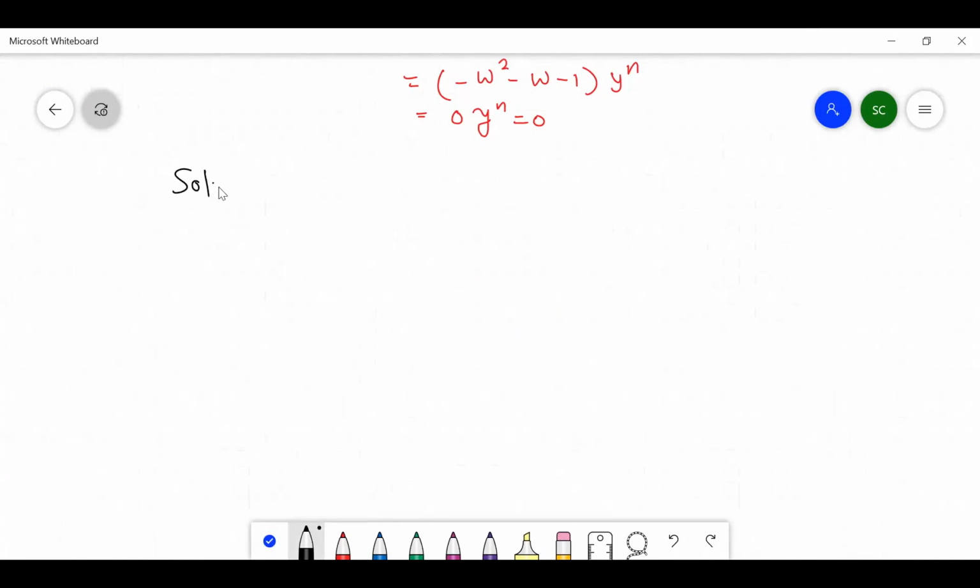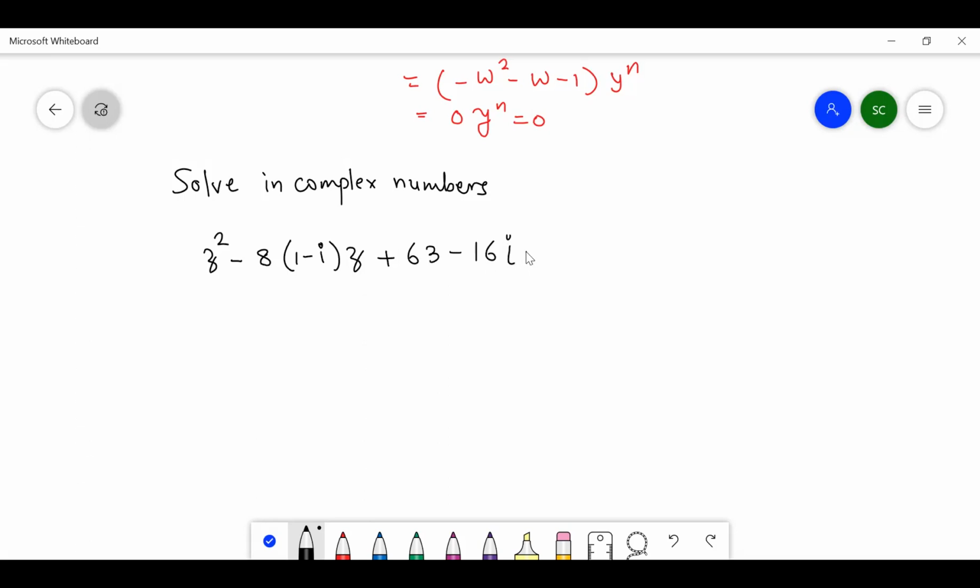Solve in complex numbers: z raised to 2 minus 8 into 1 minus i times z plus 63 minus 16i is equal to 0. Simple quadratic equation. I am not going to solve it. I am going to write the final answers in the end.